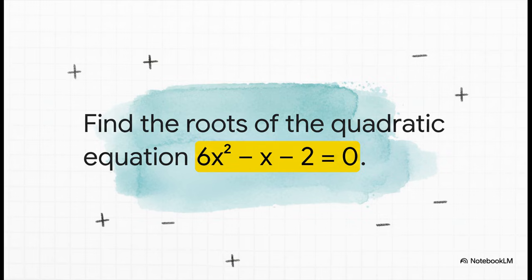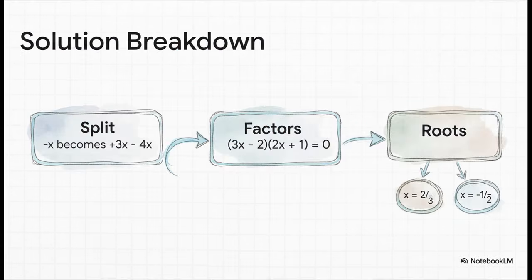The negative signs might look a little tricky, but trust me, the method works exactly the same. So once again, we split that middle term, which is negative x. This time we split it into positive 3x and negative 4x. Why? Well, 6 times negative 2 is negative 12, and 3 times negative 4 is also negative 12.